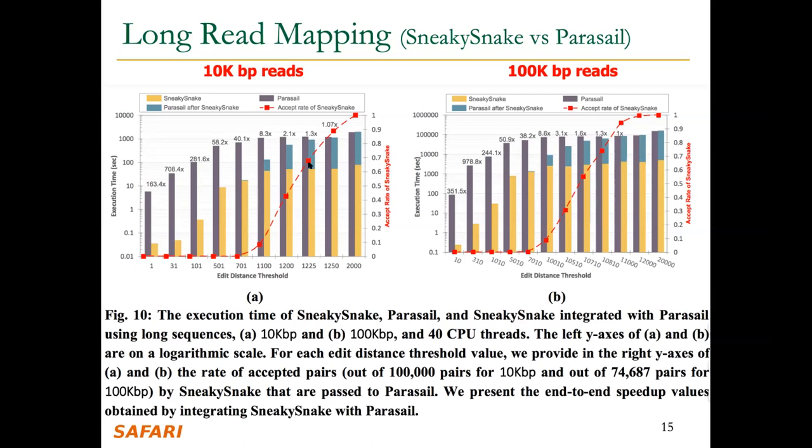We observe it all the way up to 1250 edit distance threshold. This is for 10,000 long sequences, and this is for 100,000 long sequences. You can see in the 100K, the speedup is observed up to 11,000 edit distance threshold. And these edit distance thresholds are really high, especially for HiFi reads, for example, which are very accurate.